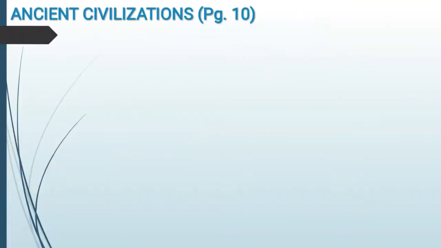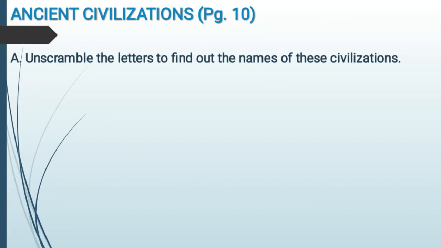We have a few questions from ancient civilizations. I have taken a few questions from your book and I'm going to explain. The remaining questions are for your homework. Let me read the first question: Unscramble the letters to find out the names of these civilizations. Some scrambled letters are given here, so you are going to unscramble those letters to find out the names of civilizations.